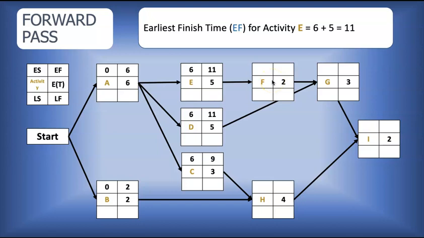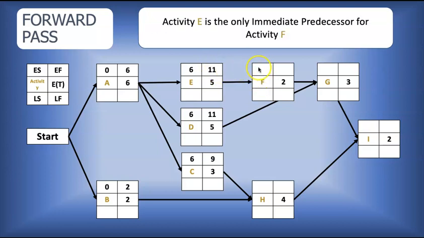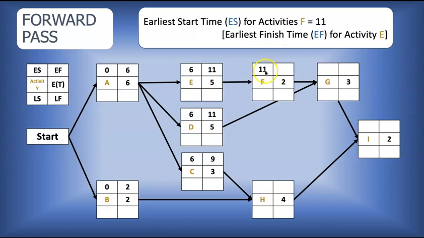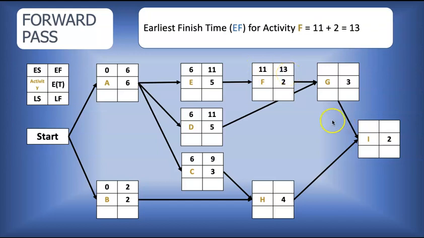Alright, let's move on. F has only one predecessor, as the arrows tell us, so there's only one arrow going to F. As a result, the baton is passed from E to F at week 11. So the earliest start time for F is week 11. What's the earliest finish time? 11 plus 2, 13. Alright, next G. G has two predecessors. Two arrows lead to G, one from F and one from D. F finishes at week 13. D finishes at week 11. Both of these activities have to be completed before we can start G. So it can't start until the last activity finishes, which is week 13.